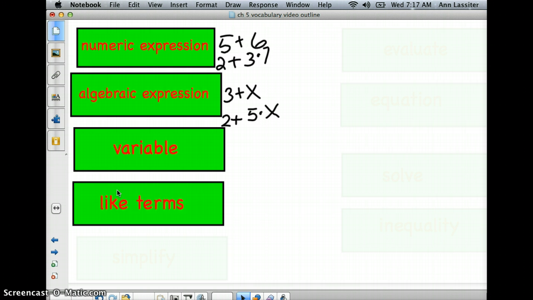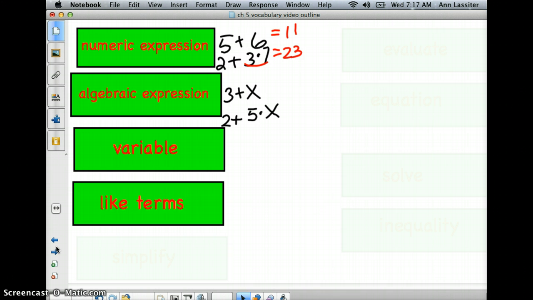Like terms, in mathematics, when you have expressions, like terms are things that you're allowed to combine. An example of like terms in a numeric expression, since it's all just numbers, you can simplify it and combine the terms. In the first example, you have 5 plus 6, and you can combine it and say it's equal to 11. The next one, you have 2 plus 3 times 7. By order of operations, you'd have to do the 3 times 7 first, which is 21, plus 2, which is 23. However, in algebraic expressions, I don't know what x is, so I cannot combine them.